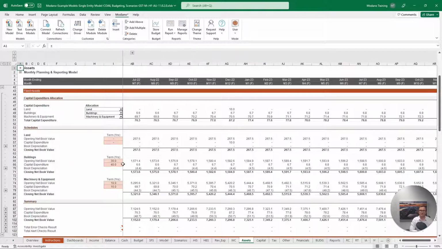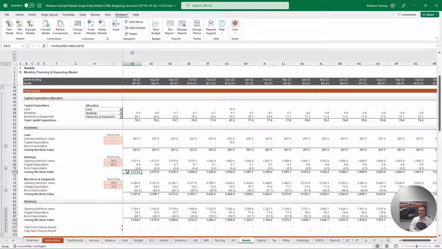And in the case of buildings, we have that opening balance of 1571.4 being brought through from our historical balance sheet. Now, when we look at our analysis, we can see that we have our opening balance. This is then increased by our capital expenditure that is allocated into our asset, in this case being 6.6 for our buildings fixed asset, and is then decreased by our book depreciation, which is being calculated. The sum of these then gives us our closing net book value, or the net written down value for our fixed asset at the end of the period. In the case of our buildings fixed asset, we have a closing net book value of 1573.6.